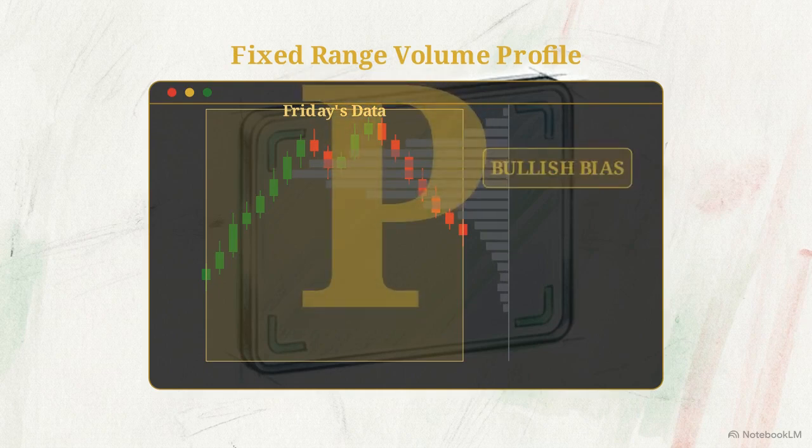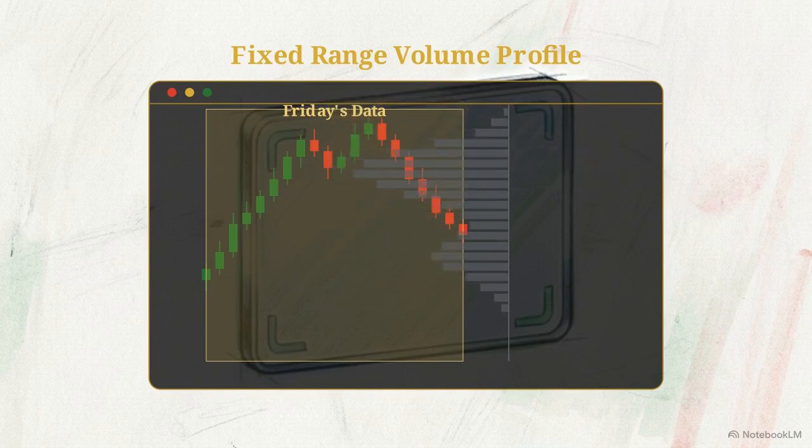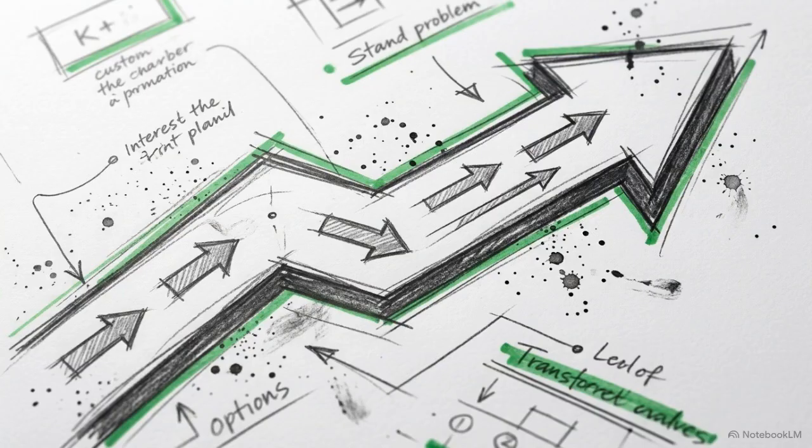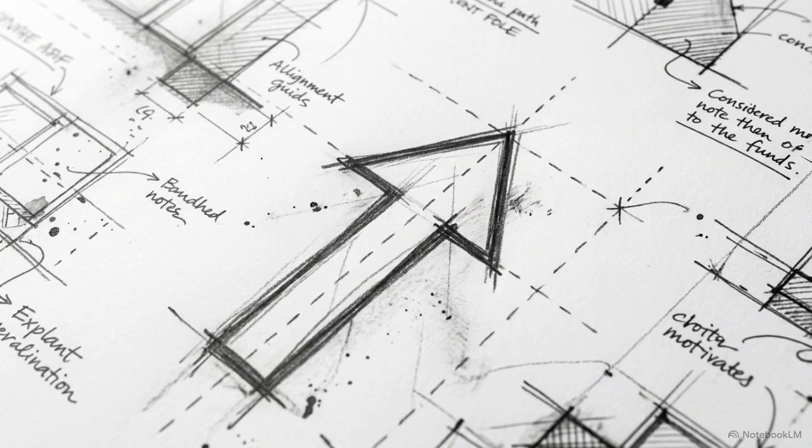If the bulk of the volume sits at the top, forming the shape of a letter P, the market is carrying a strong bullish bias into the current day. Conversely, if the volume accumulates at the bottom, mimicking a lowercase letter b, you are looking at a bearish setup. Identifying these daily shapes keeps you aligned with the broader flow of capital, so you aren't fighting the primary trend when you drop down to execute specific trades.